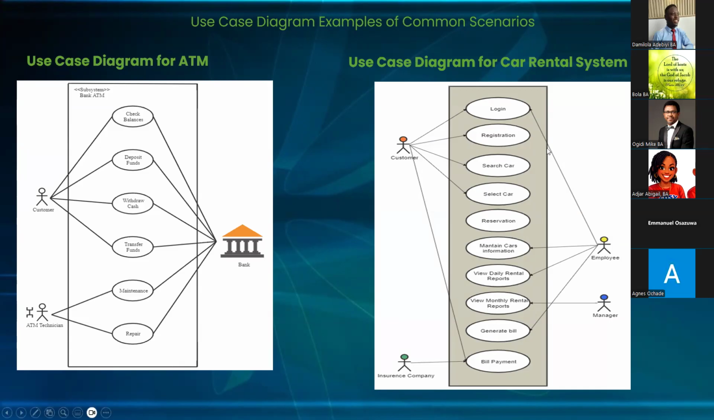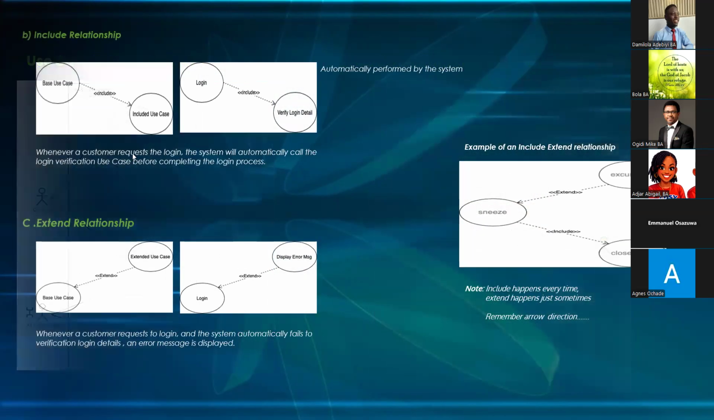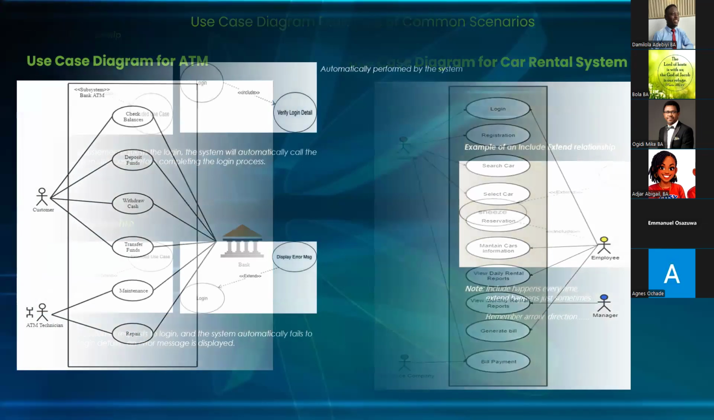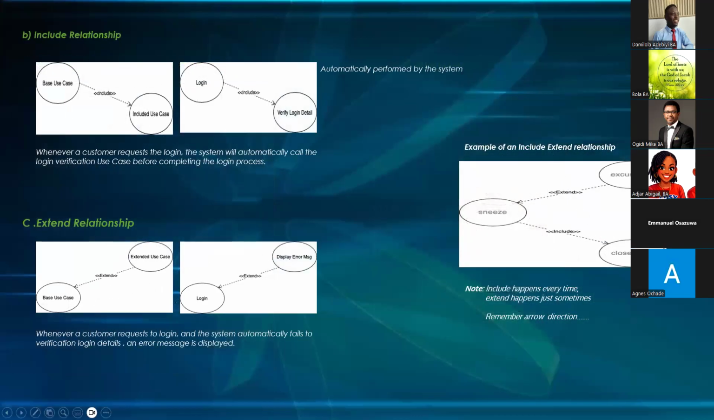So let's look at the next one. We're talking about relationship. Remember, the first relationship we talked about is the solid lines, association. Now we are looking at include and extend relationship. For an include relationship, you could see the arrow here. There's a base use case, for example, login. And there's also an include use case.